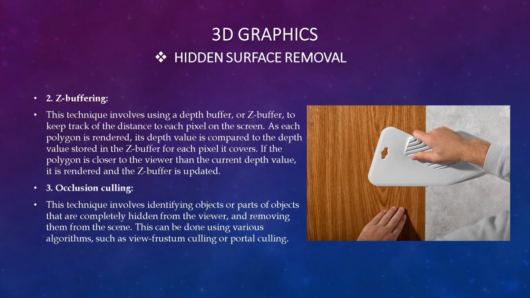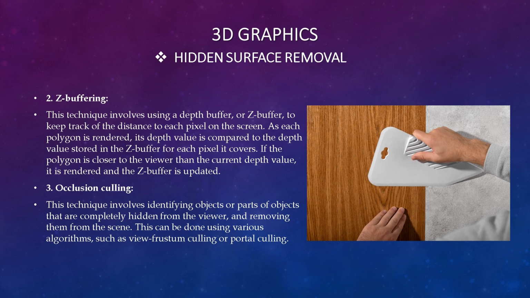2. Z-buffering. This technique involves using a depth buffer, or Z-buffer, to keep track of the distance to each pixel on the screen as each polygon is rendered. Its depth value is compared to the depth value stored in the Z-buffer for each pixel it covers. If the polygon is closer to the viewer than the current depth value, it is rendered and the Z-buffer is updated.